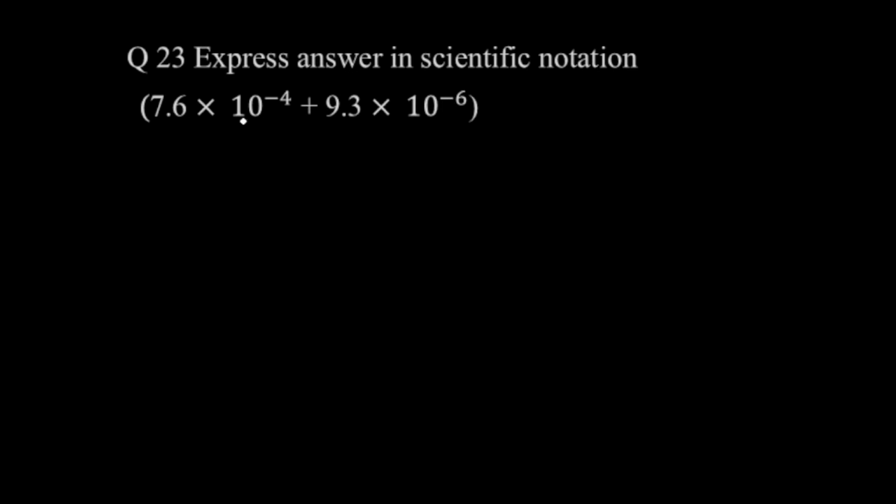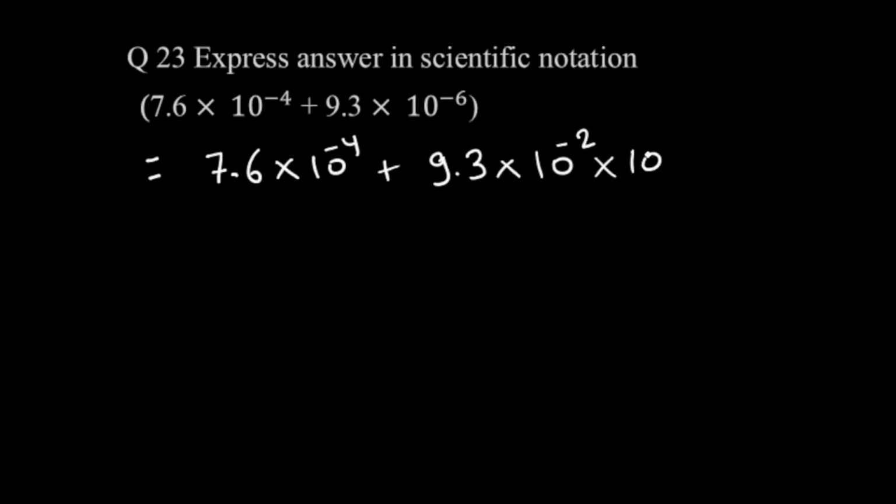7.6 multiply 10 to the power minus 4 plus 9.3 multiply 10 to the power minus 6. We have different negative power, minus 4 and minus 6. Try to make 10 to the power minus 4. 7.6 multiply 10 to the power minus 4 plus 9.3. How can we make 10 to the power minus 6 into 10 to the power minus 4? Just like this, 10 to the power minus 2 multiply 10 to the power minus 4.